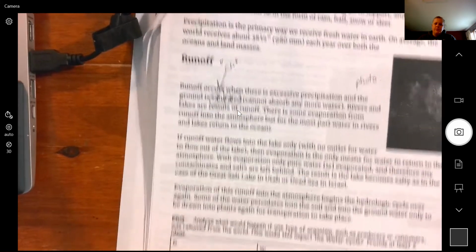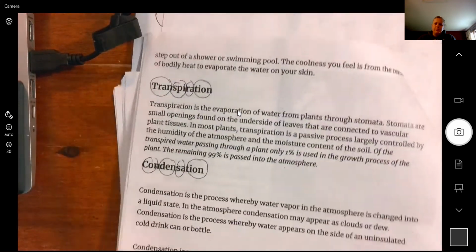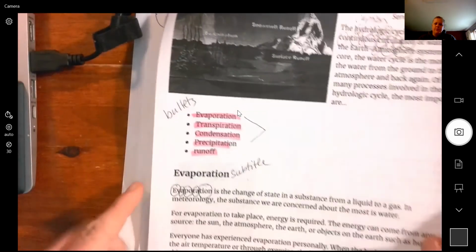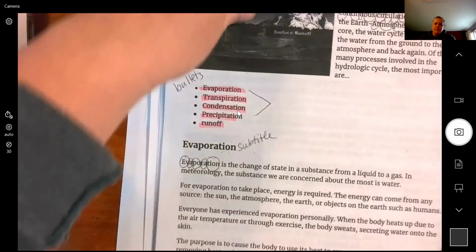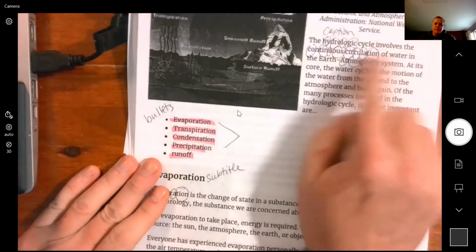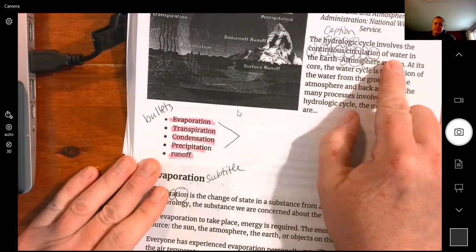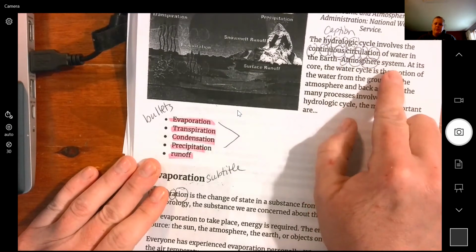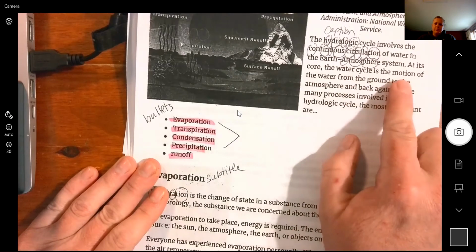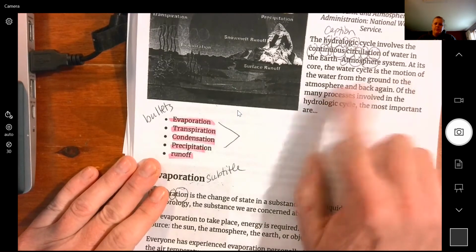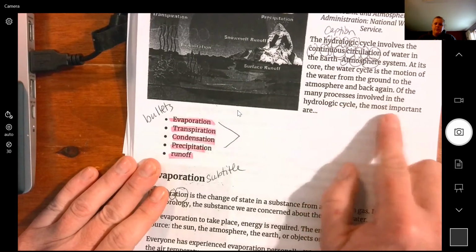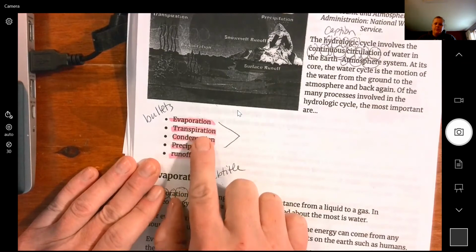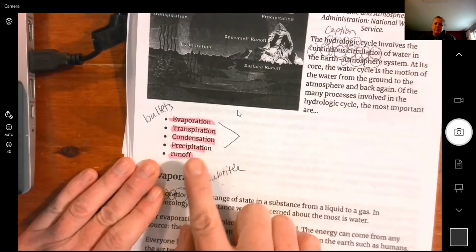And I think that's pretty good. I think we're ready to go. Either press pause and go ahead and read on your own, or you're going to read with me or read on ReadWorks. All right, here we go. The hydrologic cycle involves the continuous circulation in the Earth's system. At its core, the water cycle is the motion of the water from the ground to the atmosphere and back. Of the many processes involved in the hydrologic cycle, the most important are evaporation, transpiration, condensation, precipitation, runoff.